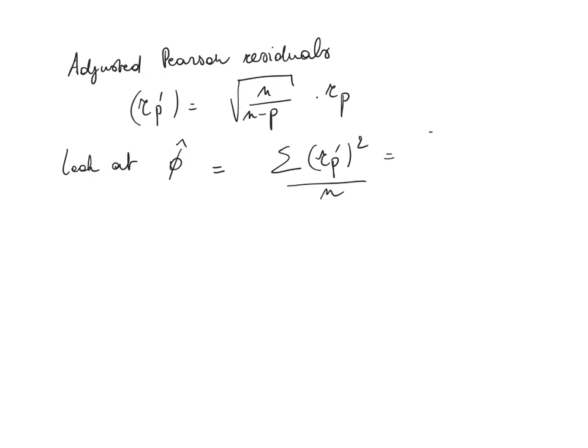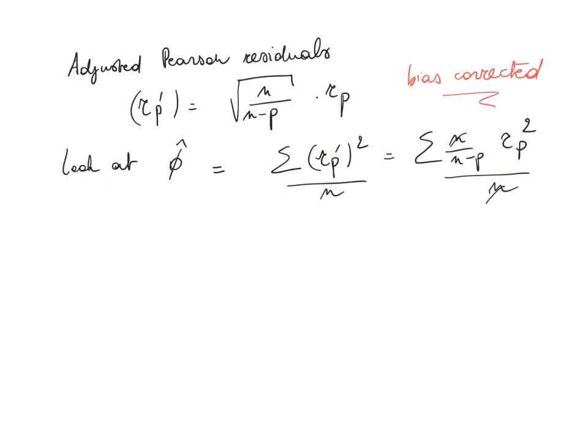If you work this out, you would get the sum, and then you have n divided by n minus p times the original squared residuals, and you're going to divide by n, so that reduces to our original proposal for the estimator of our dispersion parameter, right? So that's why we call them bias-corrected Pearson residuals, because if I now use these adjusted Pearson residuals, I no longer need the bias correction when estimating the dispersion parameter. I no longer need to divide by n minus p. I can just divide by n.